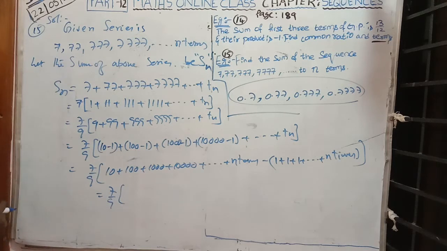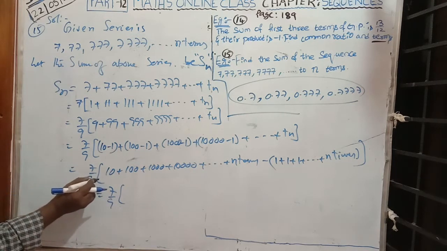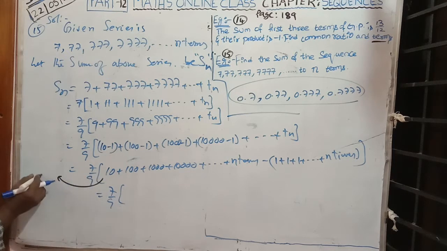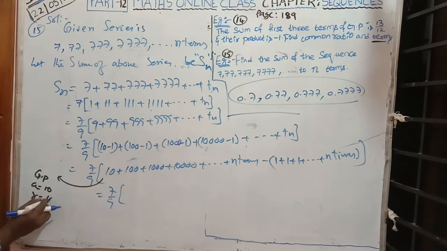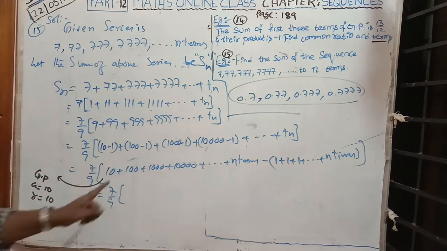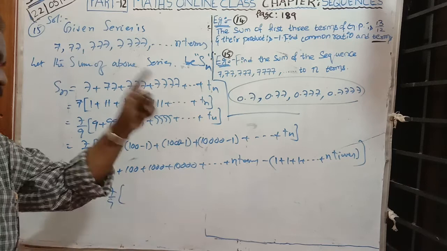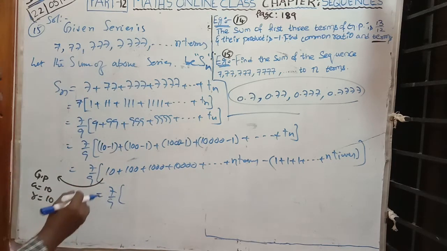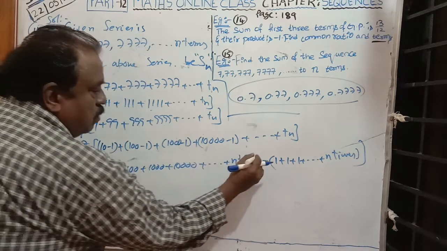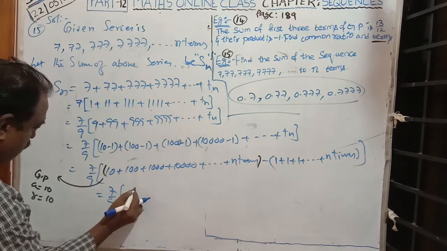Here you see, it is GP. It is clearly a GP because A is equal to 10, R is also 10. Will you agree? 10 into 10 is 100. 100 into 10 is 1000. 1000 into 10 is 10,000. Like that it is going on. This is one series. It is GP sum. That is once only. So here the formula is there.